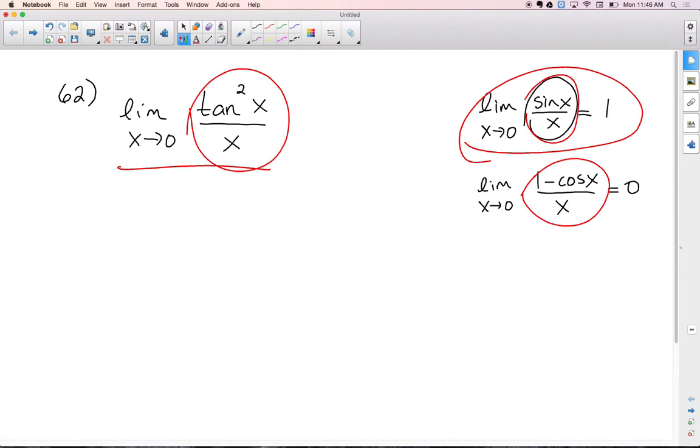Well, what would you do? Set to sine squared over cosine squared. That's what I would do. I'd go limit as x approaches 0, tangent squared. I'm going to rewrite it using a trig identity, the quotient identity. I'm going to go sine squared x over cosine squared x divided by x.